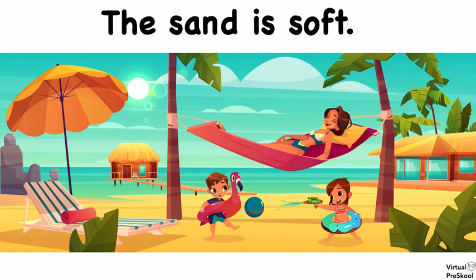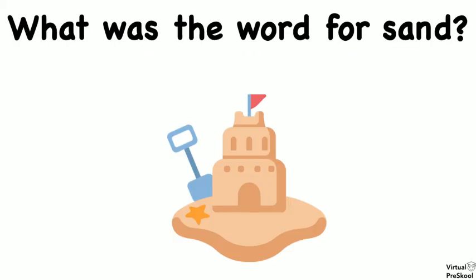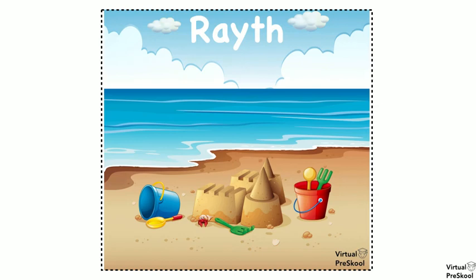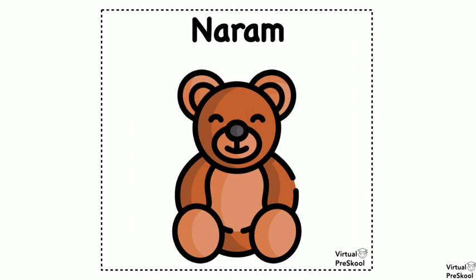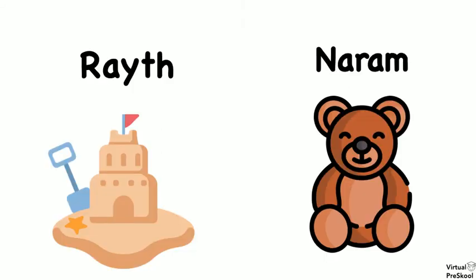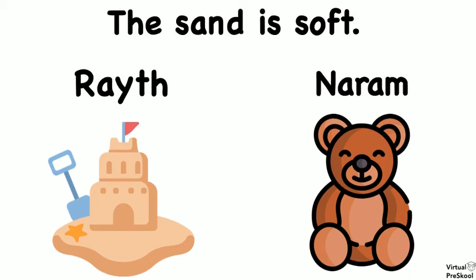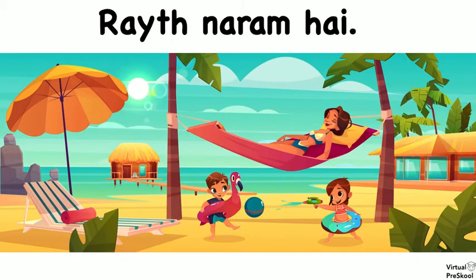The sand is soft. What was the word for sand again? If you said ret, shabash. Ret is sand. And what about soft? Soft is naram. Naram is how we say soft in Hindi. So we have ret and we have naram, sand and soft. So again, our sentence was the sand is soft. So how would we put that sentence together in Hindi? If you said ret naram hai, shabash. Ret naram hai, the sand is soft.